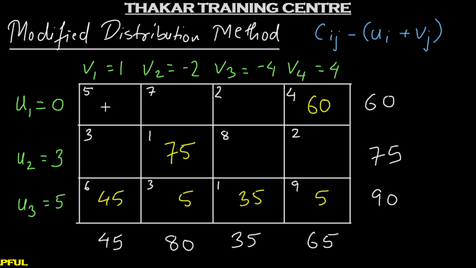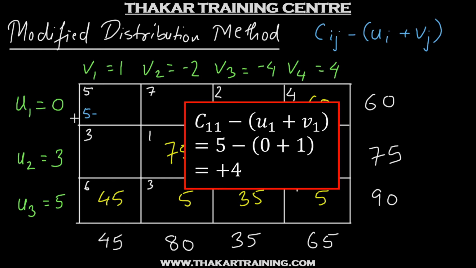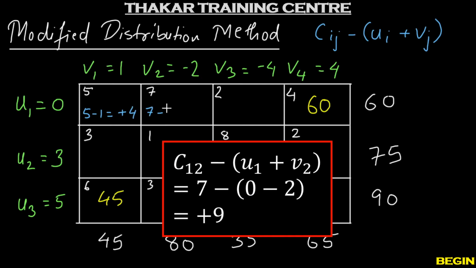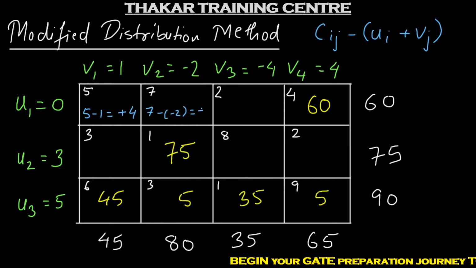So the first empty cell is this. The associated cost is 5. So we have 5 minus ui plus vj. So that is 0 plus 1 for this cell. So 0 plus 1 is 1. So this gives us a value of plus 4. Next empty cell is this. So the value of Cij is 7 for this cell. 7 minus ui plus vj. So that is 0 minus 2. So this will be minus 2. So this gives us a value of plus 9.